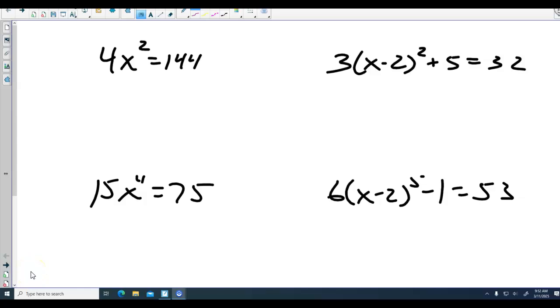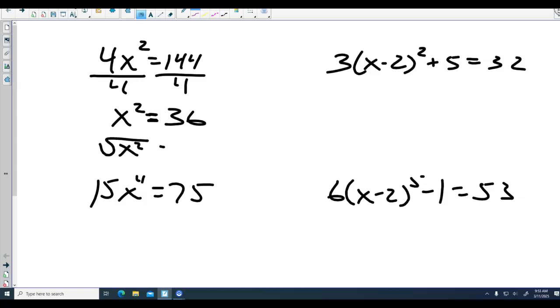So what we're doing here is we're solving for the x squared, or we're solving for the parenthesis. We divide both sides by 4. 144 divided by 4 is 36. How do we get rid of a square? Here's SAT advice for you. You take the square root of it. That's how you get rid of a square.